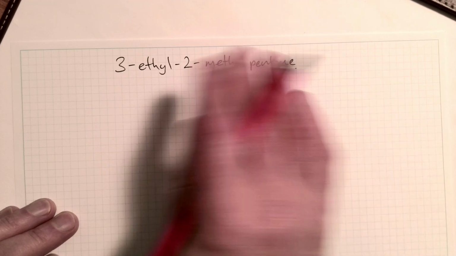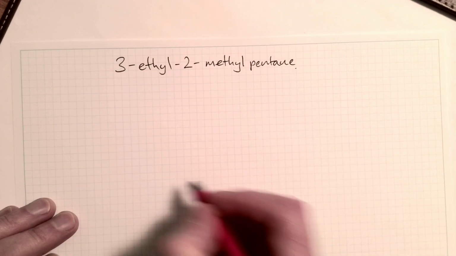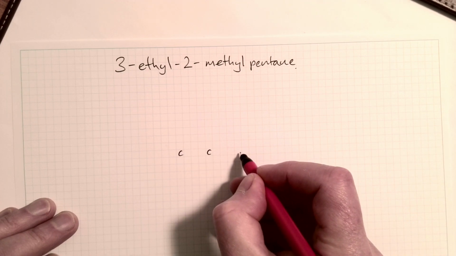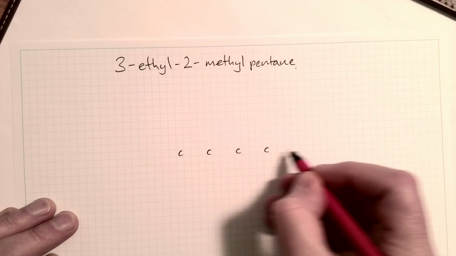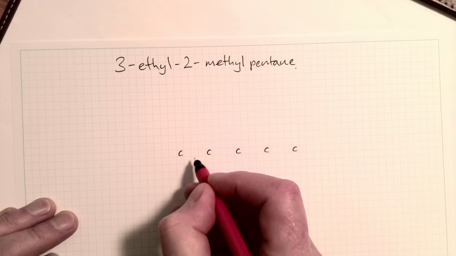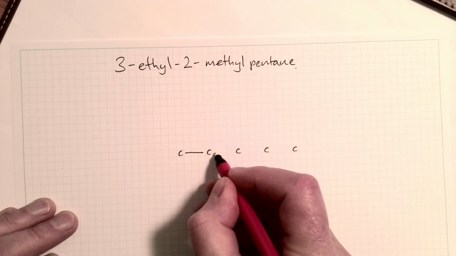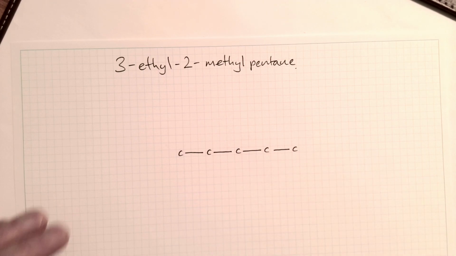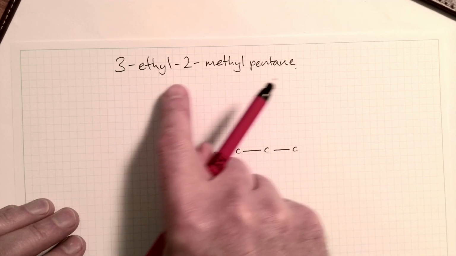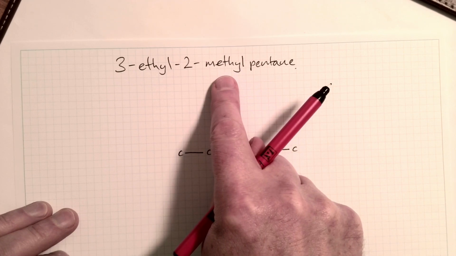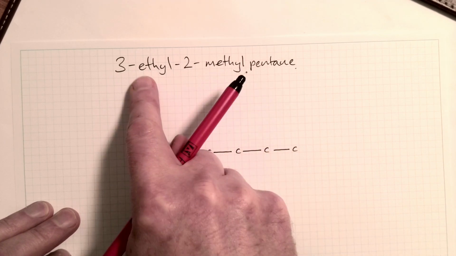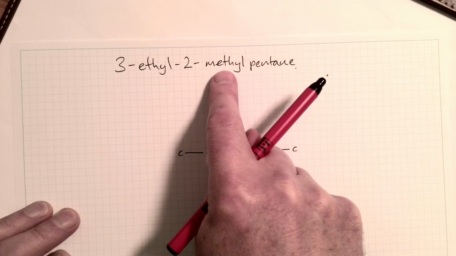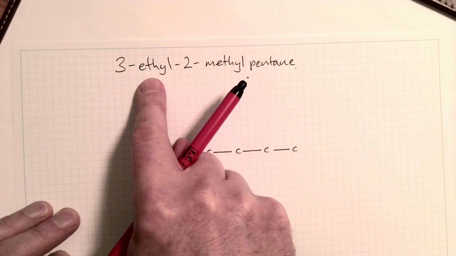Let's start here, then we'll worry about this bit in a minute. So let's get our five carbons out. One, I'm going to give myself a bit of space here. Is that five? Yep. Single bond between them all. Okay, now we have two substituent groups on this chain. One of them is a methyl group and the other one is an ethyl group.